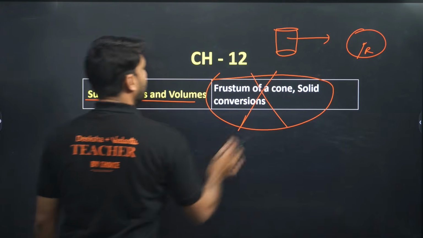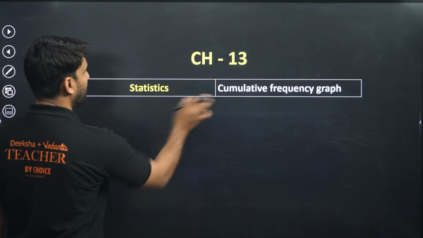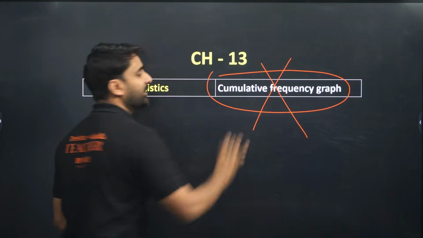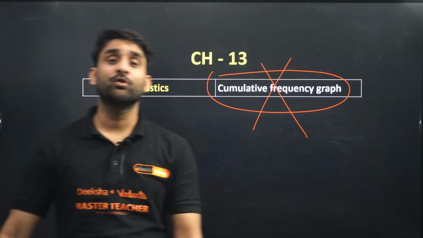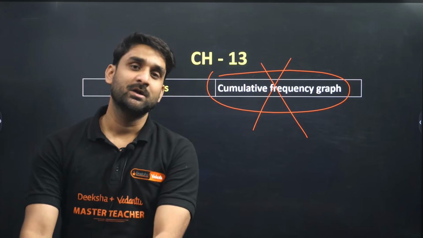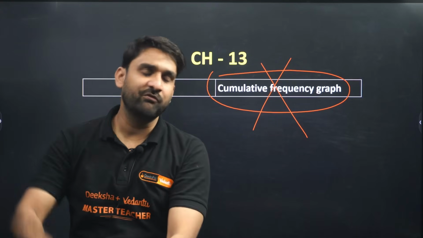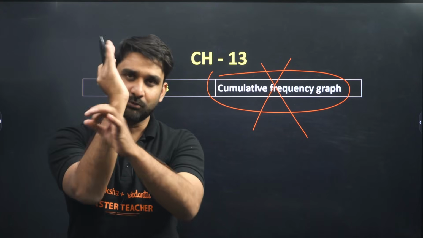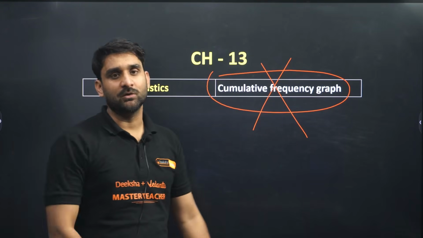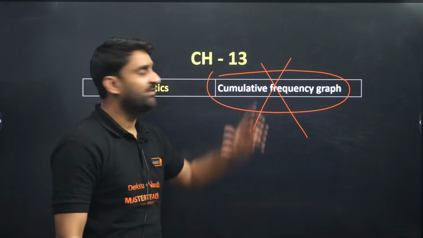Chapter number 13, statistics: the cumulative frequency graph is not coming. Yes, my dear. Previously, students were drawing the more than ogive graph and less than ogive graph to find the median. The point at which the more than ogive and less than ogive intersect will give you the median. But this year, this graph has been excluded, my dear.